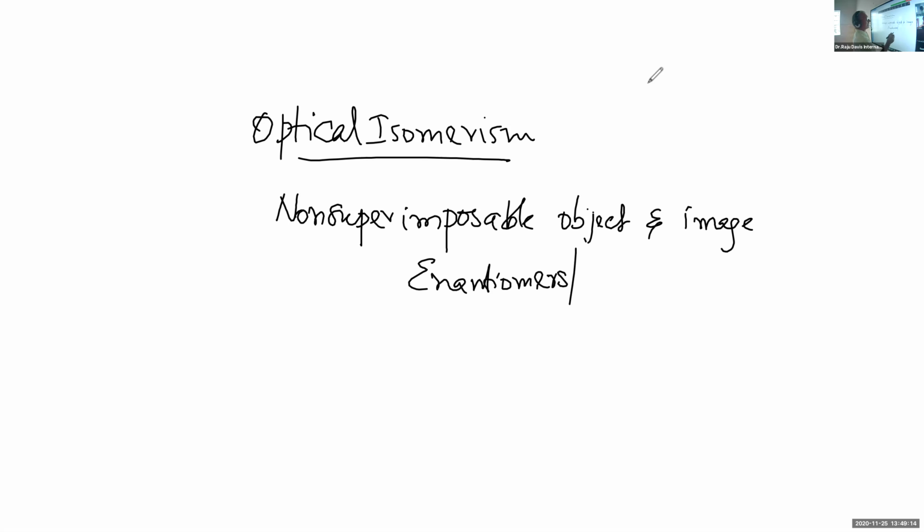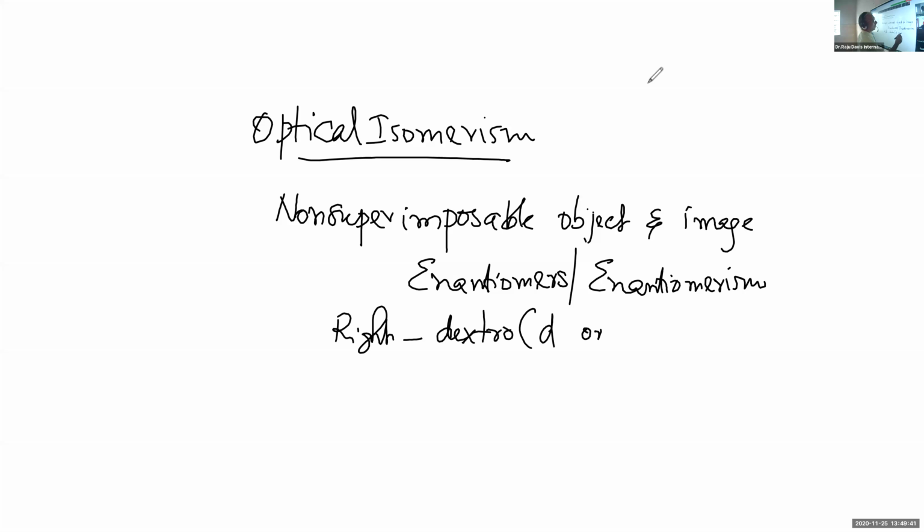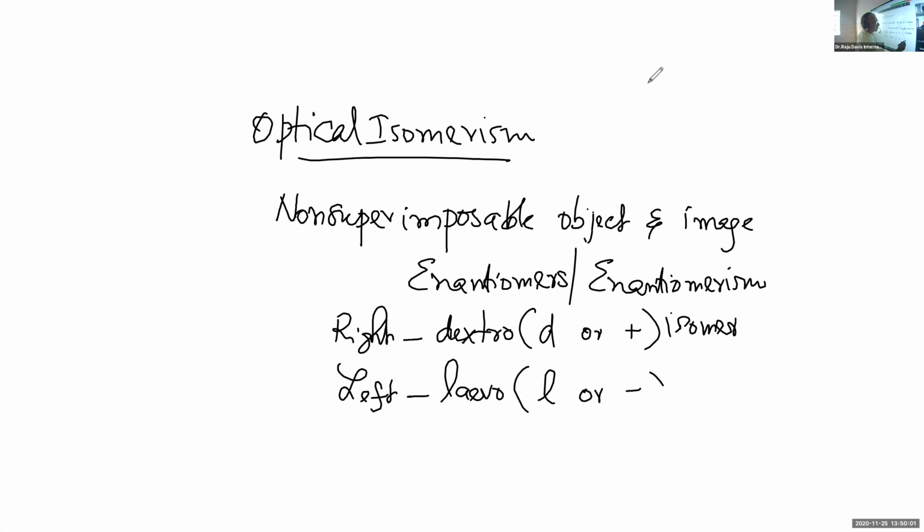And that optical isomerism is called enantiomerism. If the object rotates the plane to the right side, then it is called the dextro isomer or d-isomer or plus isomer. And if the isomer rotates the plane of the light to the left side, it is called the laevo isomer or small l isomer or minus isomer.